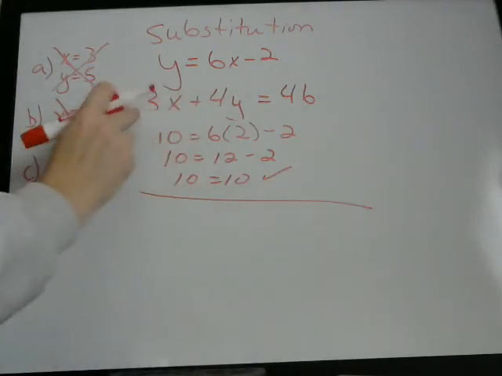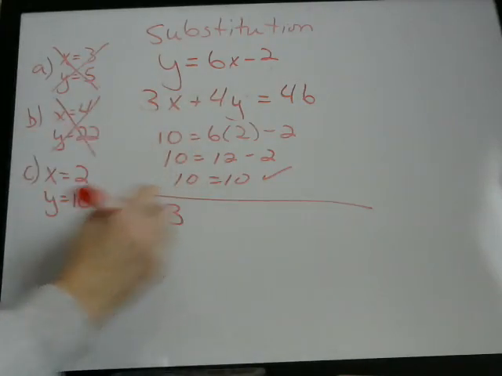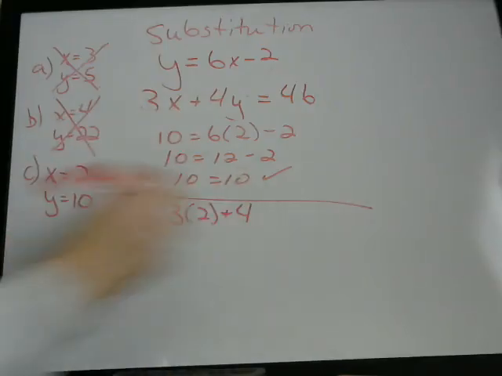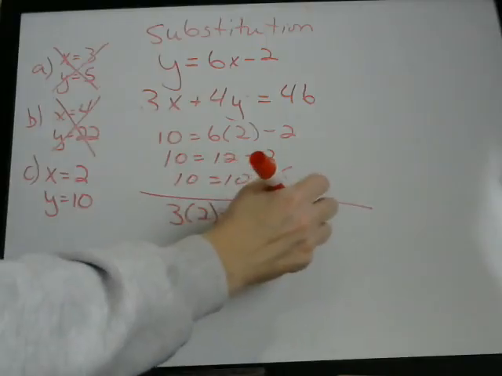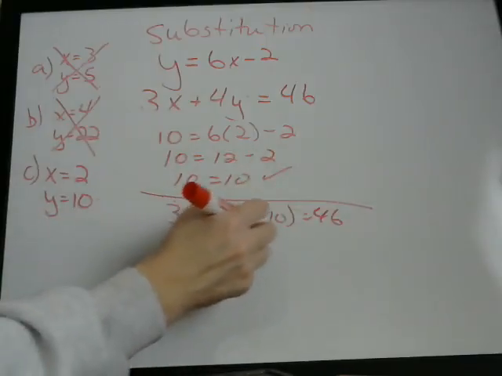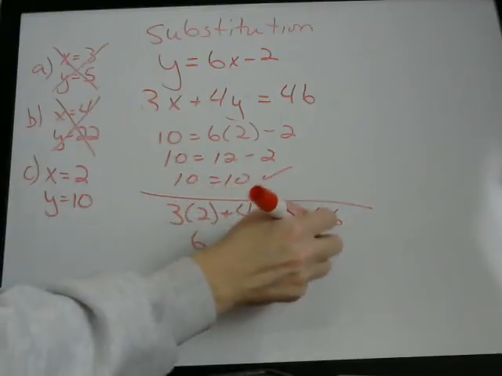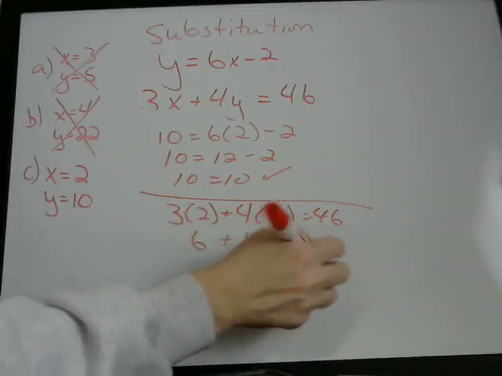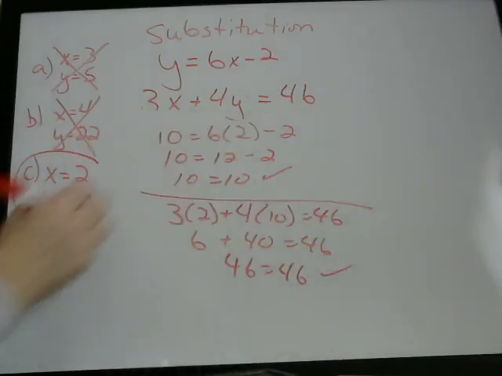But we have to go to the second equation. 3 times x, x is 2, plus 4 times y, y is 10, equals 46. 3 times 2 is 6, 4 times 10 is 40, 6 plus 40 is 46. That checks out. So that is the right answer. So then you could stop and go to the next question.